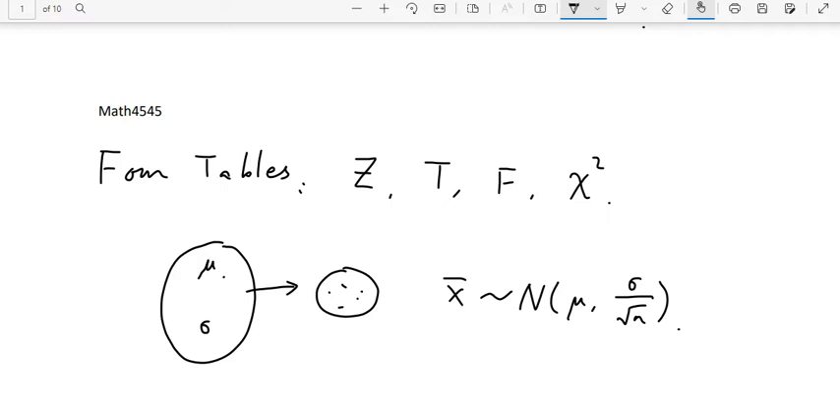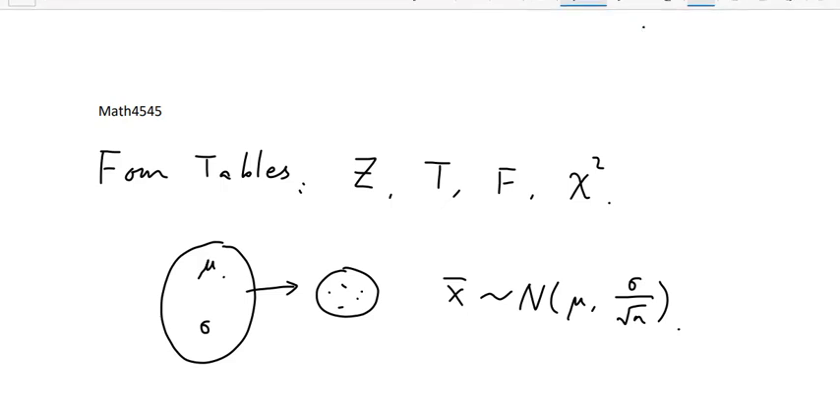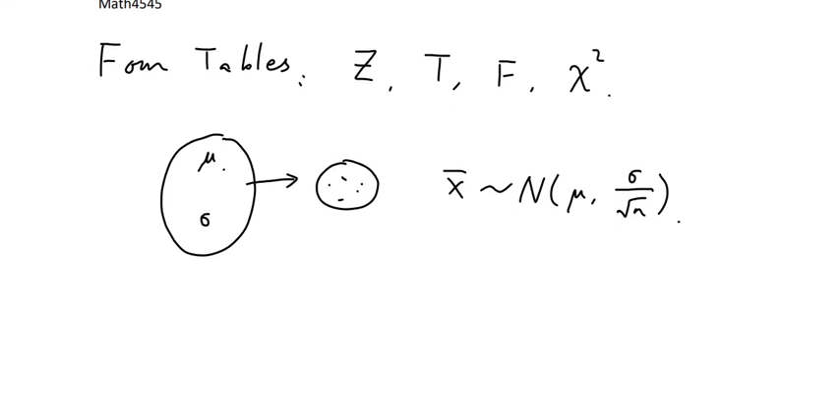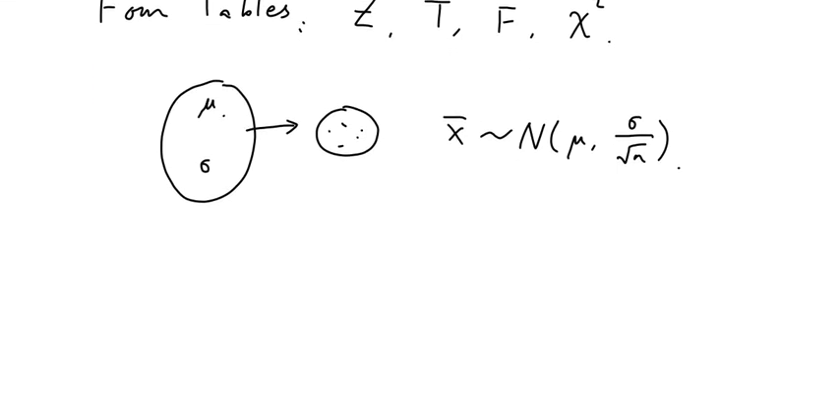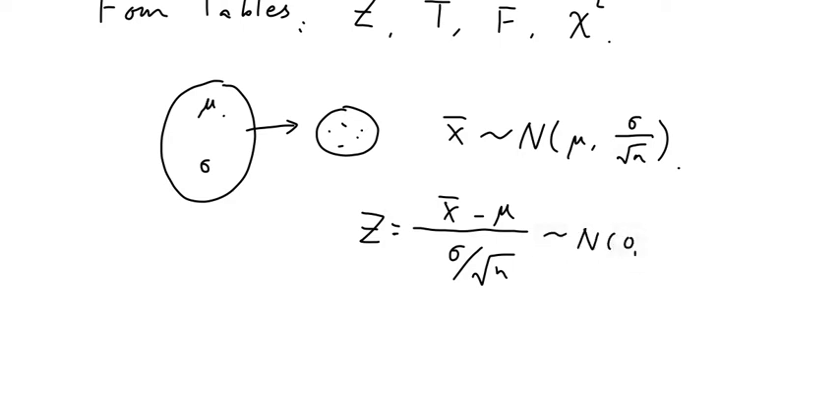We can say the normal distribution is very important. From here, for a general normal, we can change to the standard normal: x bar minus mu over sigma over radical n. We denote this as z. This follows the standard normal, so we have a z table.